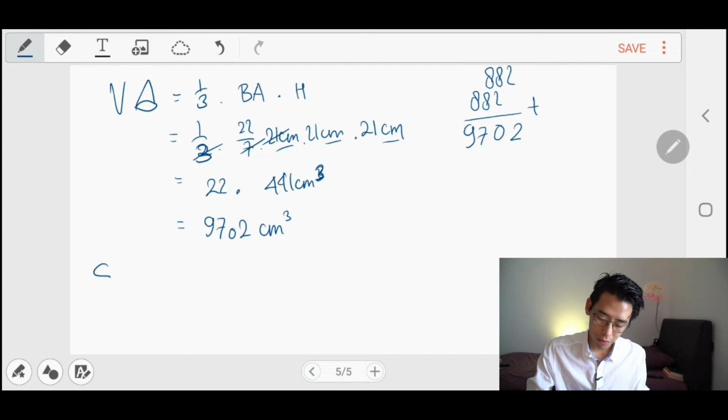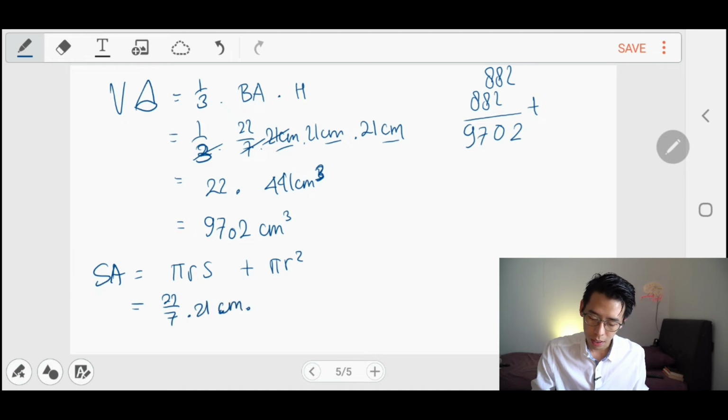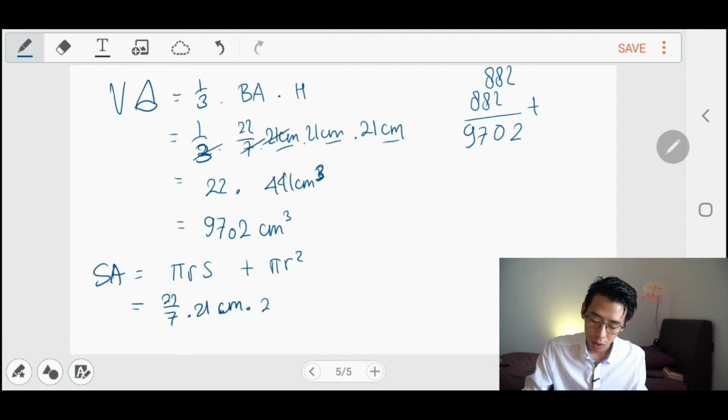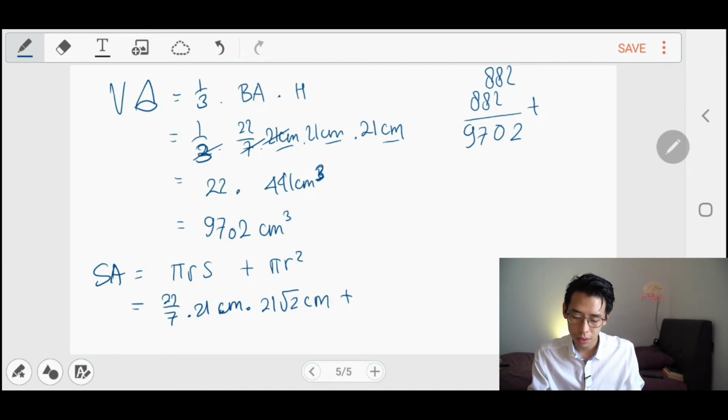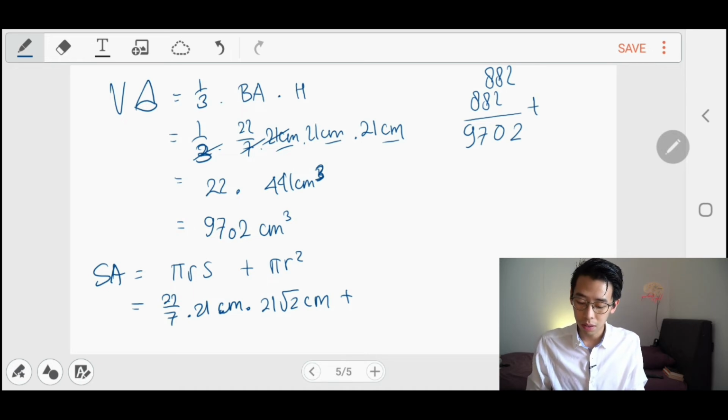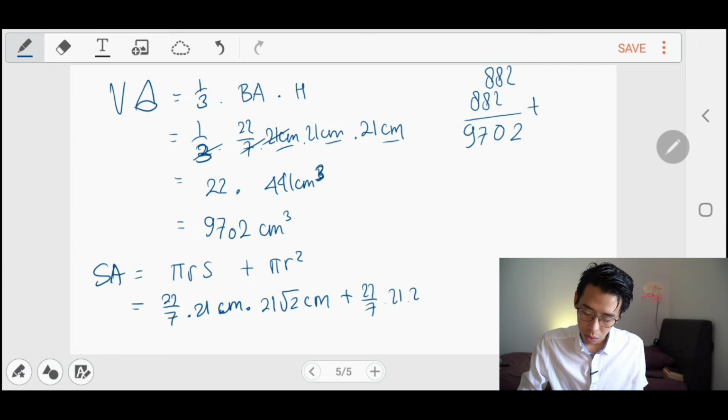So the next thing is surface area. Surface area is πrs plus πr squared. πrs means 22/7 times 21 centimeter, and the s, using Pythagorean theorem, you will get 21 root 2 centimeter. I am not going to use decimals. I don't like decimals very much, so I'm going to use either fractions or root. So the next thing, 22/7 times 21 times 21.